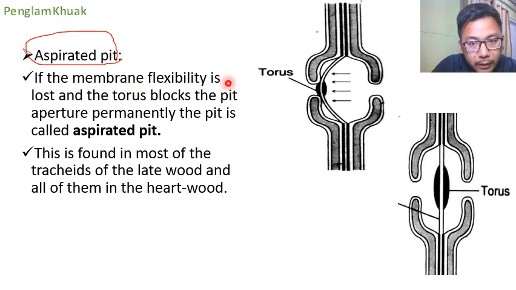If the membrane flexibility is lost, that means it cannot move from the left-hand side to the right-hand side, the torus blocks the pit aperture permanently. The pit is called an aspirated pit. It will not allow the passage of water or different substances from one cell to another cell anymore. This type of pit is found in most of the tracheids of the late wood, mostly dead cells, and in all of the hardwood. Another term for hardwood is duramen. Mostly these hardwood cells are dead, and it is found in the central portion of the wood.